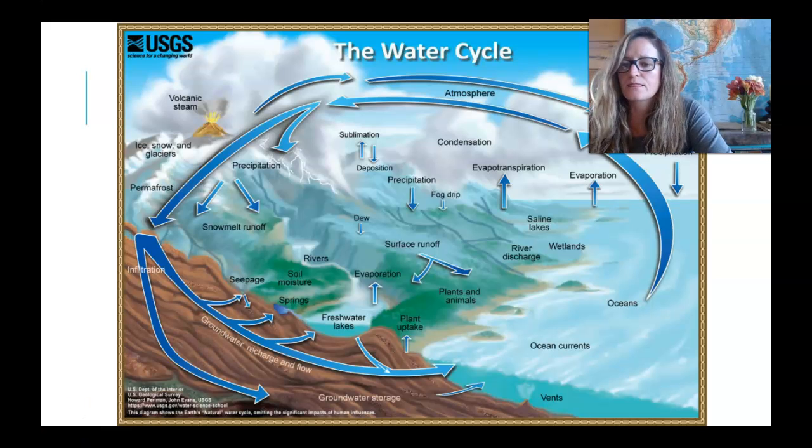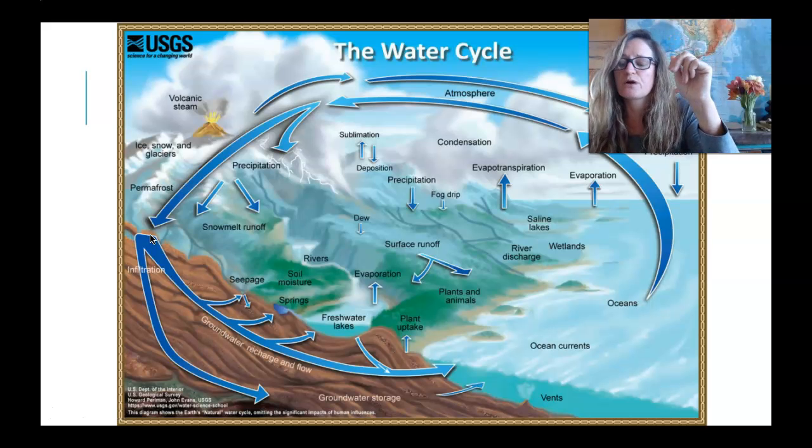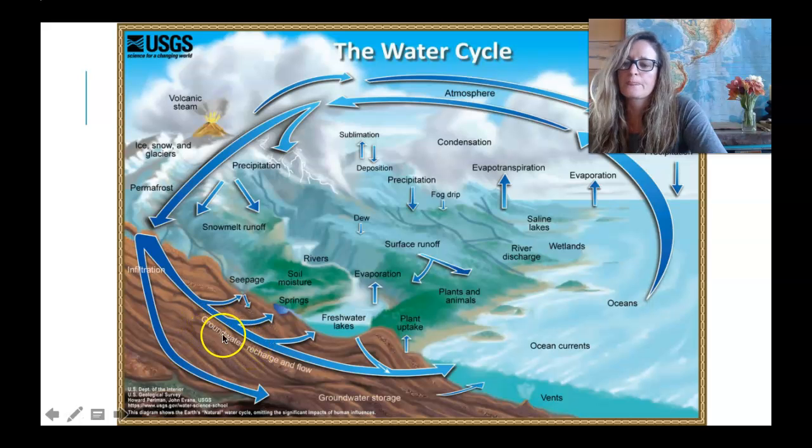Infiltration, let me get my pointer. So infiltration over here is the slow, it can be fast, percolation of surface water into the upper part of the crust, maybe the upper part of the pedosphere, like the soil and regolith. That water is going to infiltrate down and become part of the groundwater.